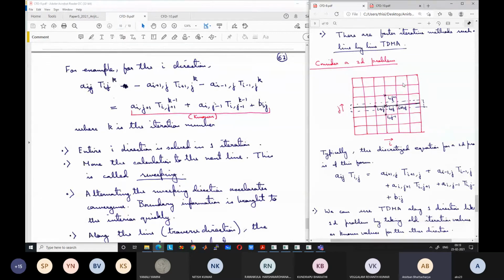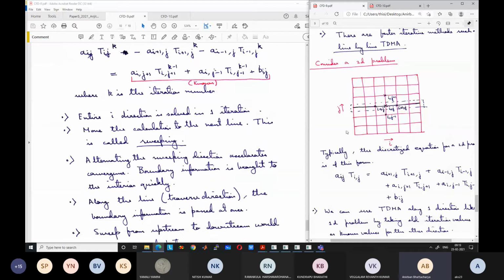Okay. So I will quickly explain what is written here. So entire I direction is solved in one iteration. Okay. What we have discussed, entire one direction is solved in one iteration. And going in the other direction, like moving the line to the next line, is known as sweeping. Okay. Then we alternate the sweeping direction to accelerate convergence.